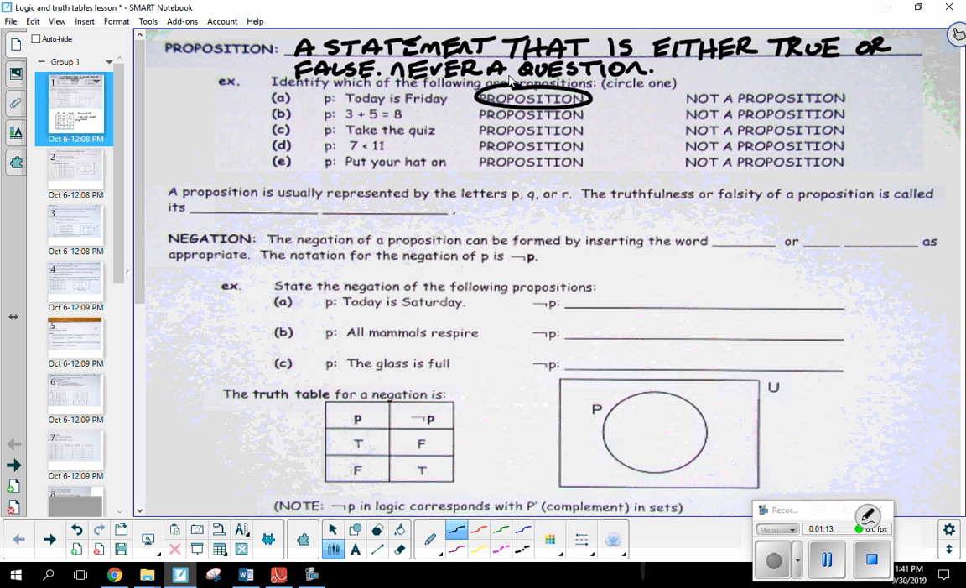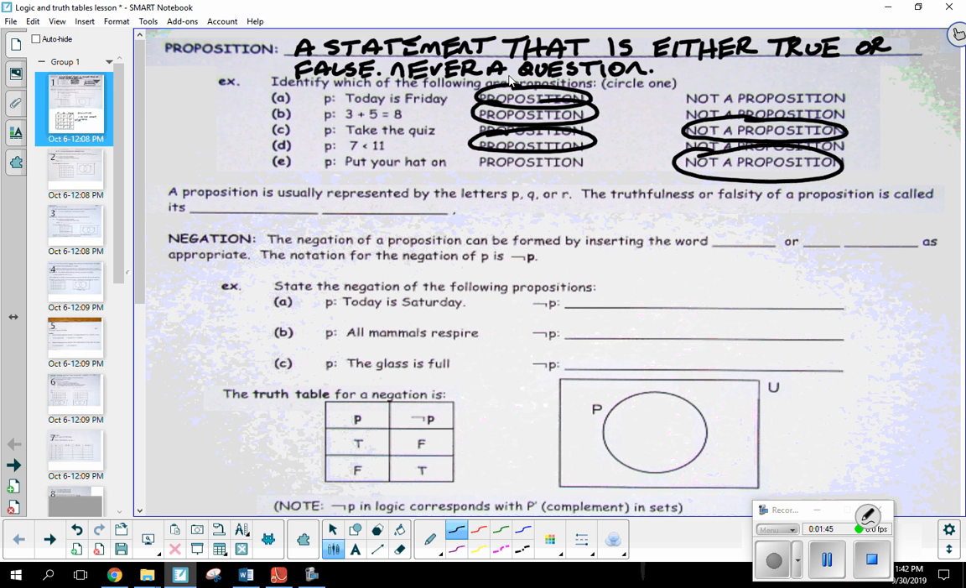What about 3 plus 5 equals 8? That's a proposition, and it happens to be true. What about take the quiz? That's like a command. That is not a proposition. What about 7 is less than 11? That's a proposition. Happens to be true. What about put your hat on? That is not a proposition.